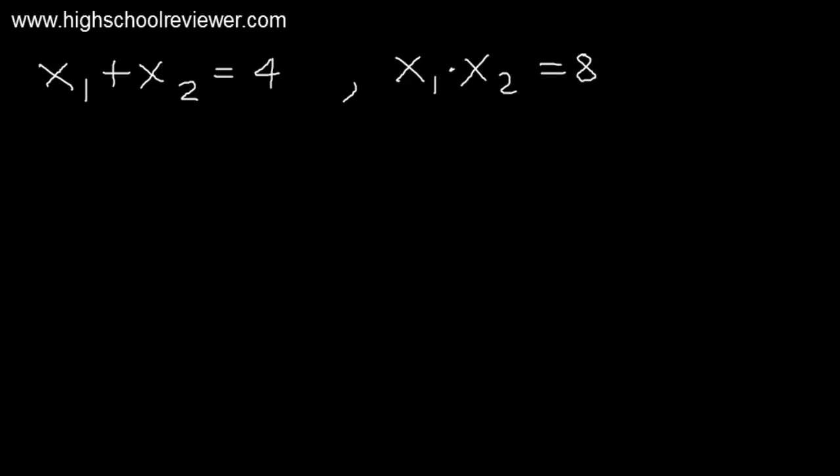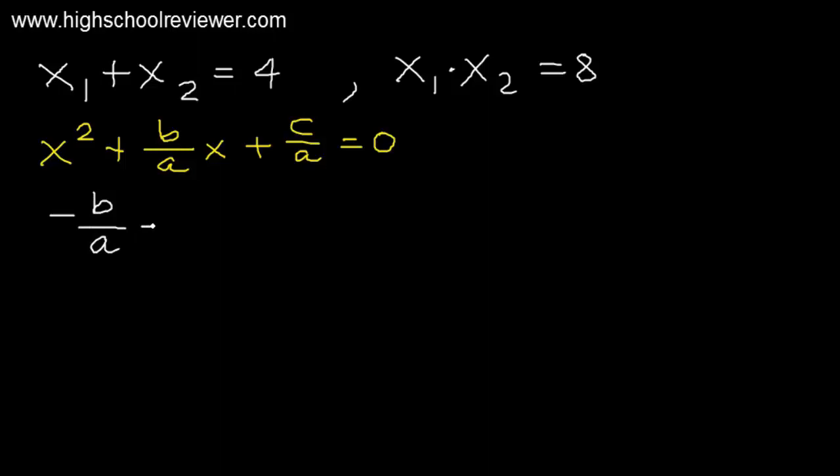we know that one of the forms of writing a quadratic equation is x squared plus b over a multiplied by x plus c all over a equals 0. And we know that negative b over a is equal to x sub 1 plus x sub 2, and that c all over a is equal to x sub 1 times x sub 2.